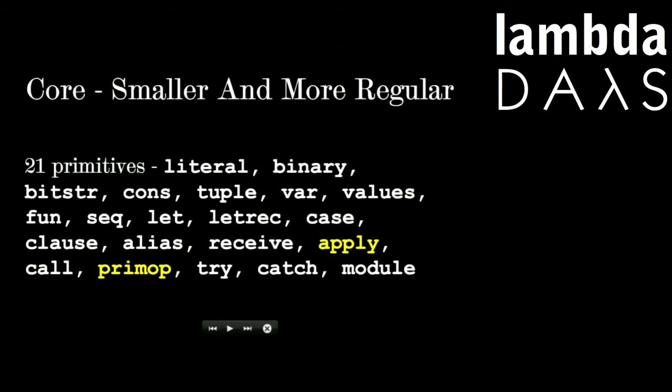So the only flow of control primitive is case. There's no if statement, there's no guards. They're all done by case statements. Pattern matching is done by case statements.